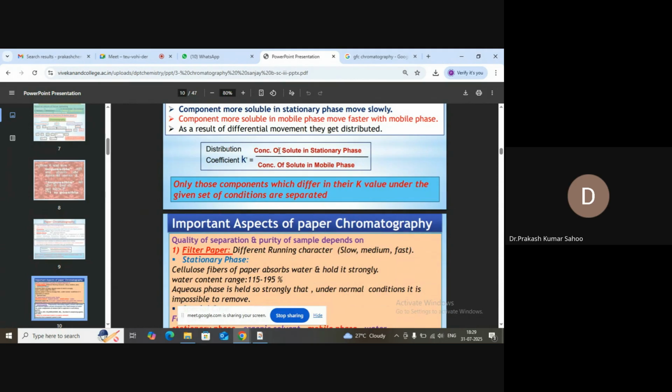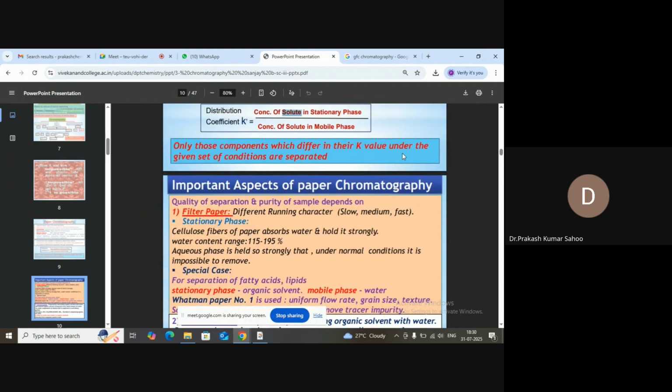As we know, the distribution coefficient is the concentration of solute in the stationary phase over solute in the mobile phase. The solute is none other than your different components. Only those compounds which differ in their K value under the given set of conditions are separated. Yes, this is very important, because when the distribution coefficient values of different components are different, only then can we say the components are separated. If the value becomes the same, then there will be no separation. The mixture remains as such.